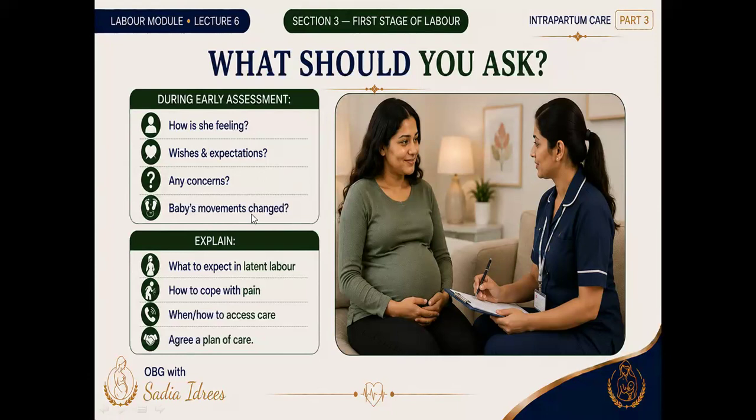Then explain what she should expect during the latent labor. Tell her that early labor can take time and contractions will not immediately lead to established labor. Discuss ways of coping with pain, explain when and how she should contact maternity services again, and agree on a clear plan of care. This is good maternity care because we are not simply telling the woman, you are not in labor, go home. We are giving her information, reassurance, safety netting, and a plan. And that difference is very important clinically.